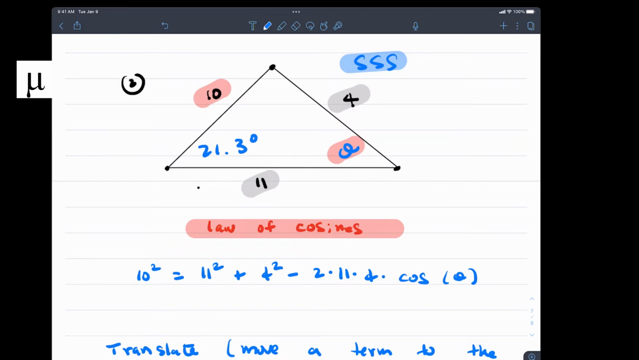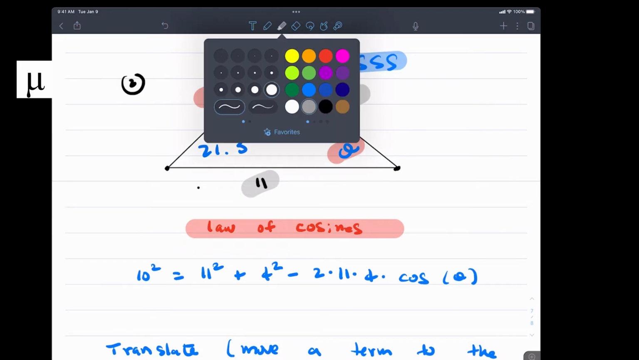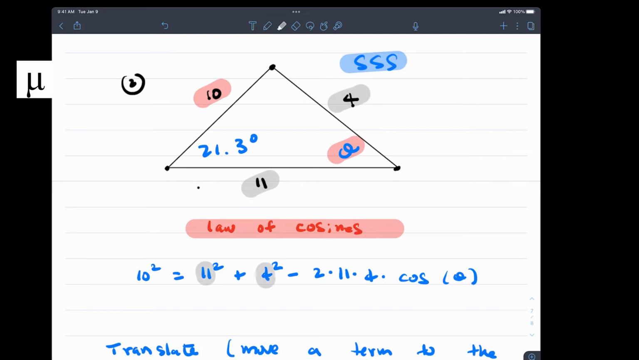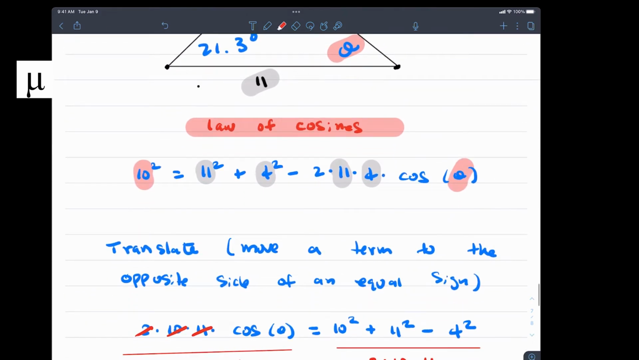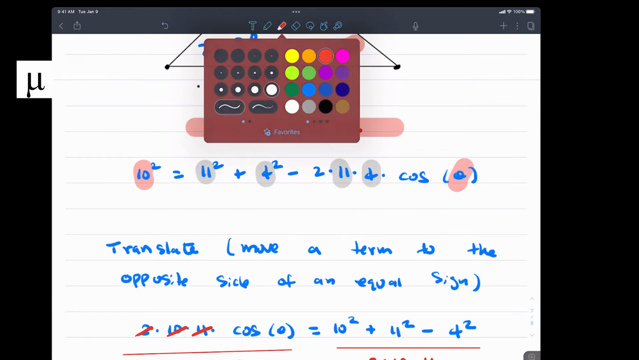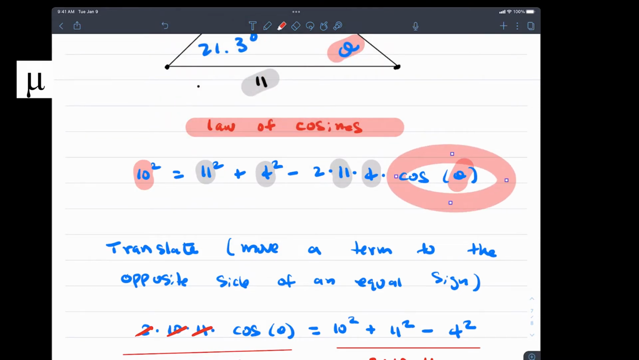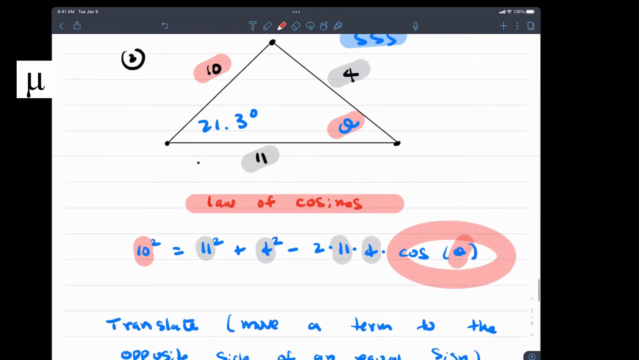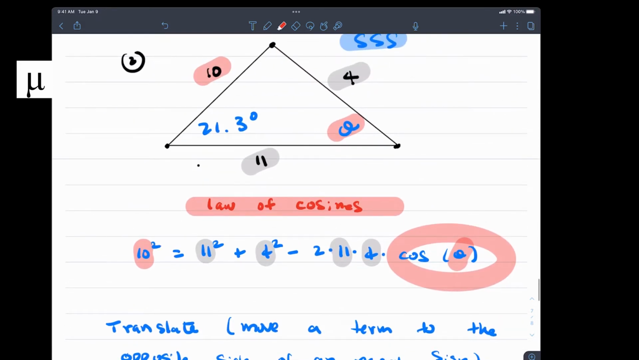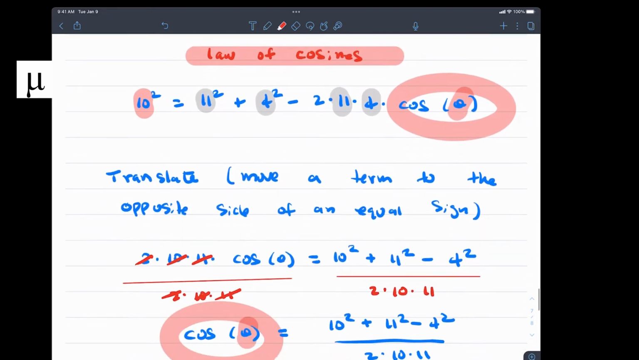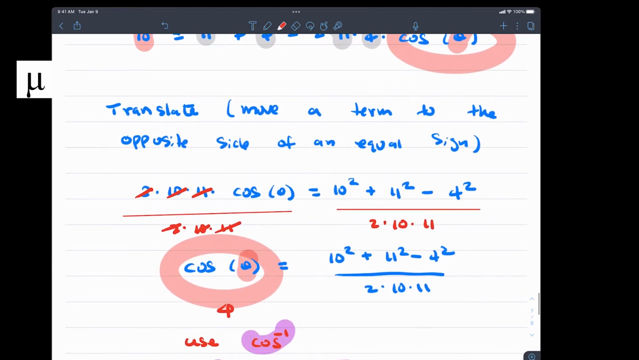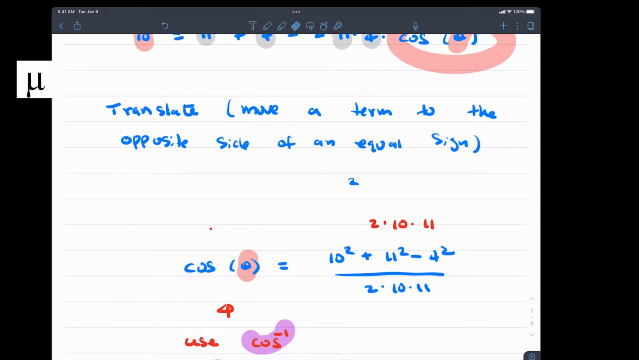So here you go. 11, 4, 11, 4, and what's this? 10. And we're going to find this angle theta. Now, remember, the whole idea now is going to be what? Solve for cosine theta. Okay, and again, the algebra, you do the same kind of thing.